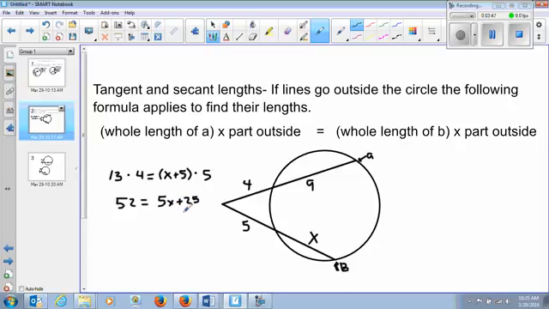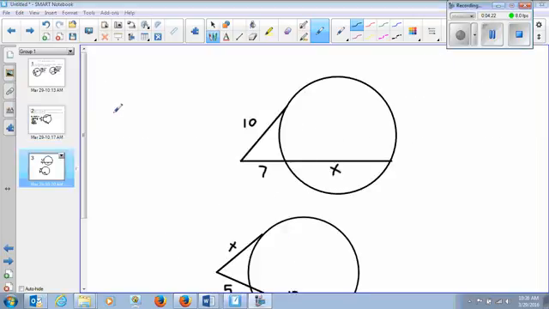So now we have an algebra equation we need to solve. Subtract 25 from both sides of my equation. 52 minus 25 is 27. So 27 equals 5x, because that's eliminated. And then we just divide by 5, and we get our answer. x is 5.4. There you go. So again, with these, it's the whole times the part outside equals the other whole times the part that's outside. Now let's look at a couple more examples with these.